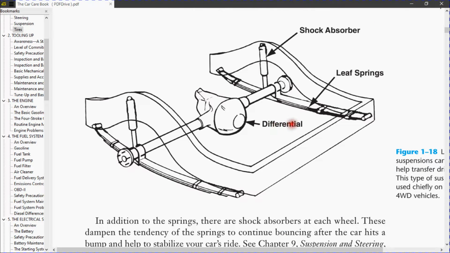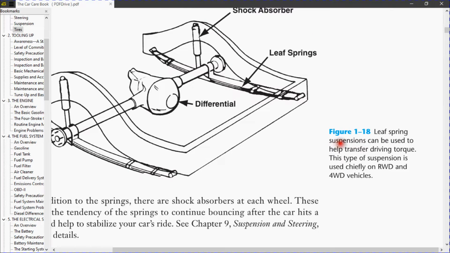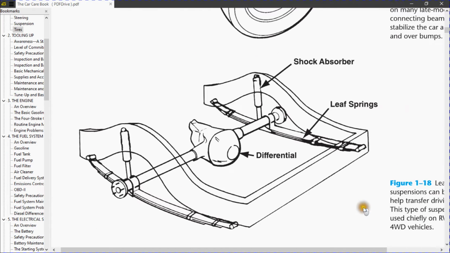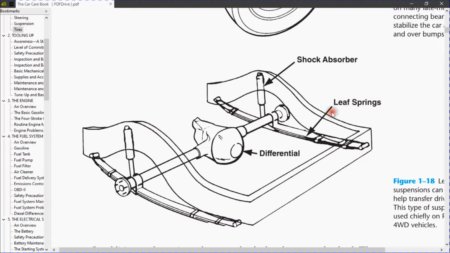Now this is a differential and leaf spring. This is also a leaf spring suspension, which can be used to help transfer driving torque. This type of suspension is used chiefly on RWD and 4WD vehicles. So this is a leaf spring, and here's a shock absorber.